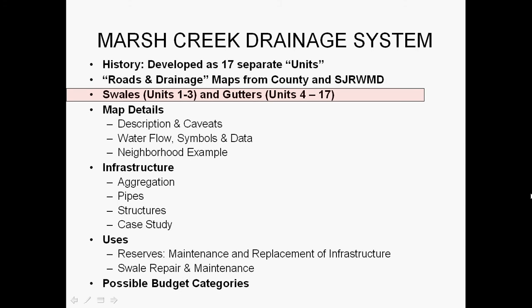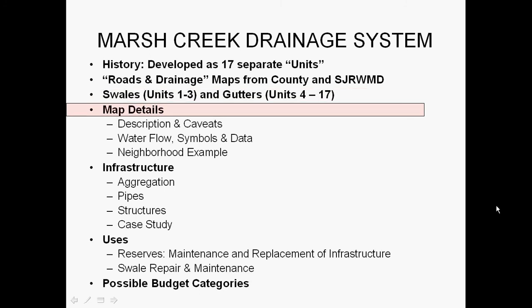It's important to differentiate between swales and gutters and curbs. Units 1 through 3 were drained by swales on the side of the road, and then the rest of the development used curbs and gutters, which are obviously simpler to manage and maintain, but more expensive to install. We'll get into map details.